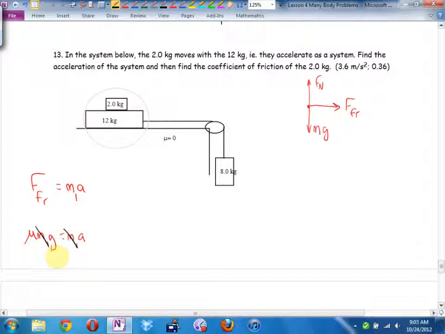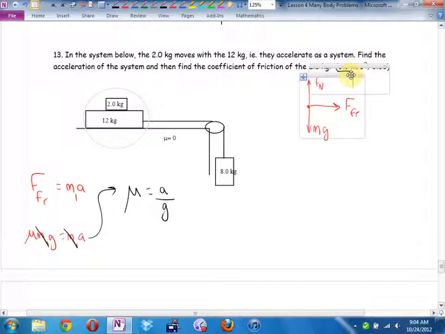Because they wanted me to find the coefficient of friction, how would I get the mu by itself? Do I know G? Yes, 9.8. Which A? That's the acceleration of the overall system. That's why I had to find that 3.6 meters per second squared first. It's going to be 3.6 divided by 9.8. That's the minimum coefficient of friction. And by the way, it should really say the minimum coefficient of friction, because it could be stickier and we've got no problem. But it's got to be at least that sticky. Otherwise, that 12 is going to slide out from underneath and that 2 is just going to drop down.